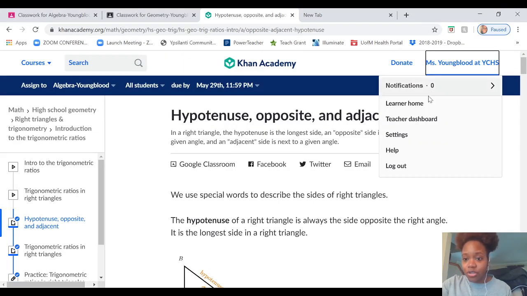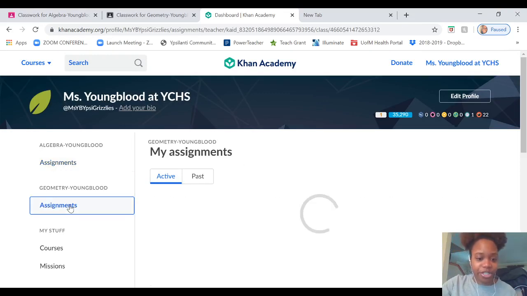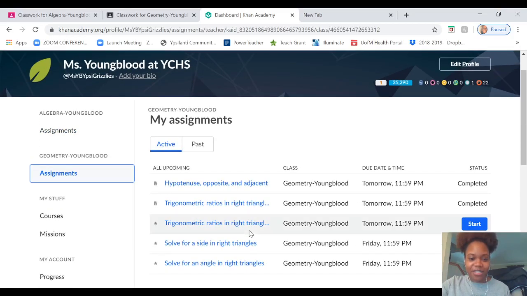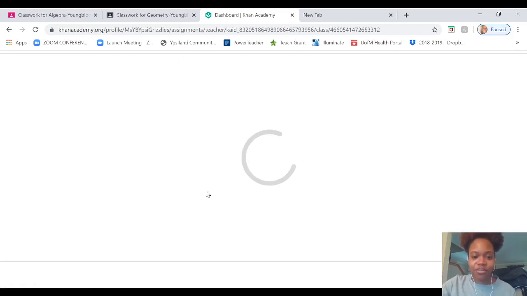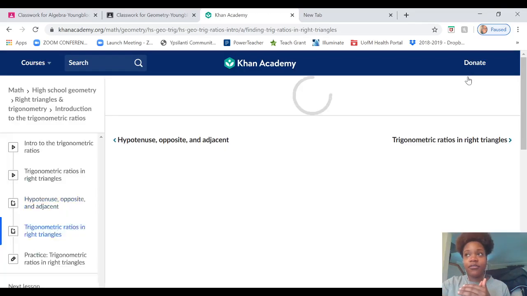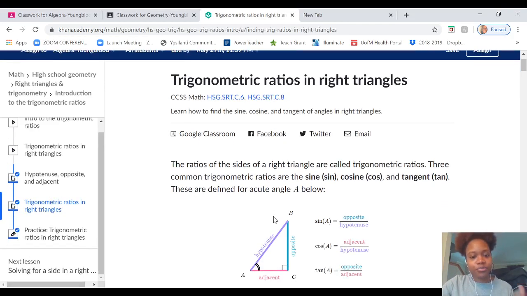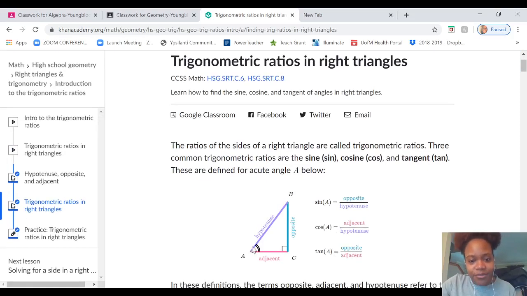Let's go back to our learner home and do the second one in geometry. The next assignment in geometry is going to be trigonometric ratios and right triangles. It's another article, and it's just adding on to the idea of identifying the side lengths, the sides of the right triangle. So in the previous article, we already reviewed that hypotenuse is the side across from the right angle. We were introduced to the fact that we can name the legs of the right triangle special names depending on their position to angle A, or the reference angle.